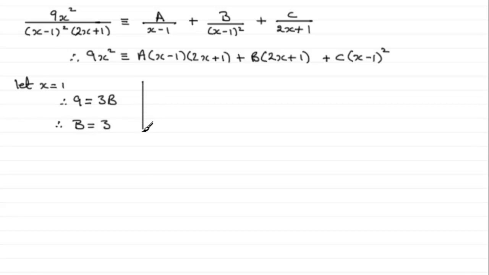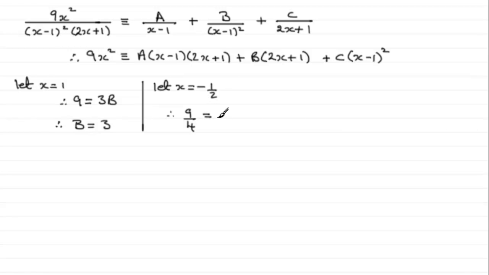We can get the next constant, or another constant, when x is minus a half, because that will make this bracket here 0 and this one too. So it would just take out all of this term and leave us with this term. So we let x equal minus a half. So if we do that, what do we end up with? Well, minus a half squared, when you square it, is going to be plus a quarter. 9 times a quarter is just going to give me 9 quarters, 9 over 4.